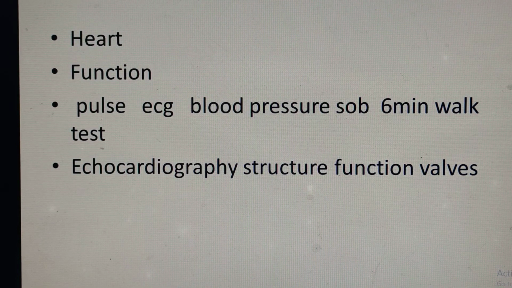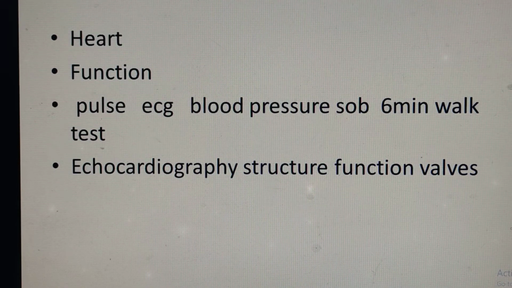What is the number of heartbeats per minute? Is it a normal rhythm, or is the rhythm abnormal? What is the blood pressure of the patient? Are there any ECG changes, any shortness of breath, or how is the pulse? Is the volume low or high? Is the pulse irregular, regular, or delayed? These are the things by which we can know the basic functioning of the heart.